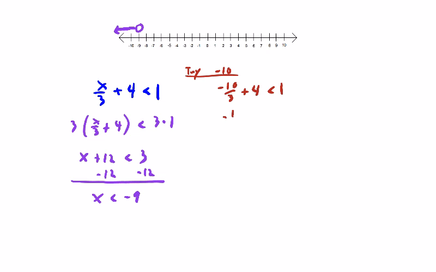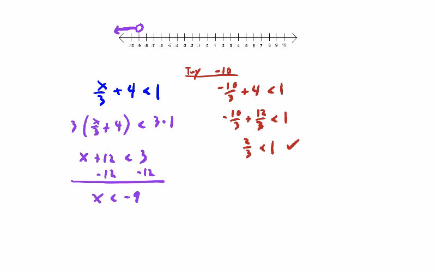Well, let's convert the 4 into thirds. So that would be plus 12 thirds, which needs to be less than 1. And so we end up with 2 thirds when we add negative 10 thirds and 12 thirds. And 2 thirds is less than 1, so that works out very nicely.